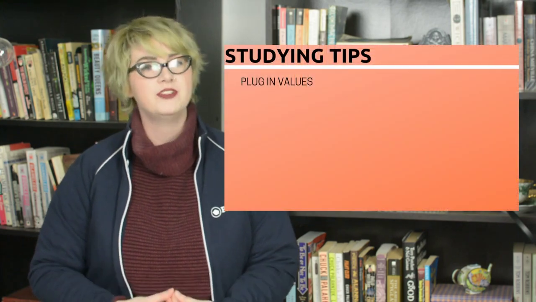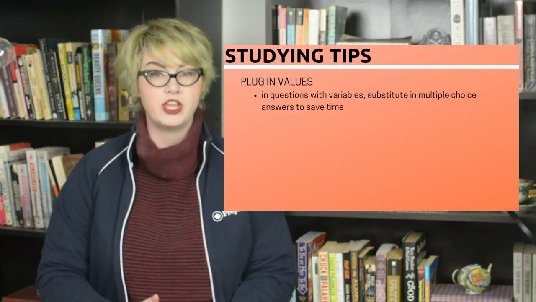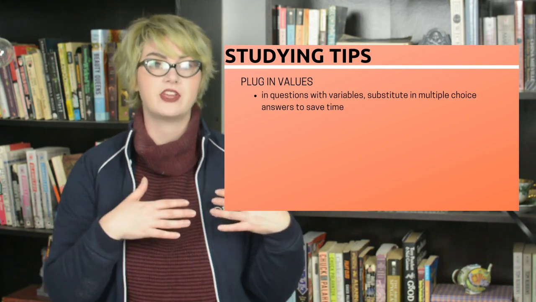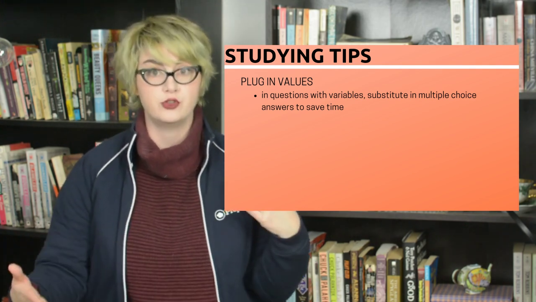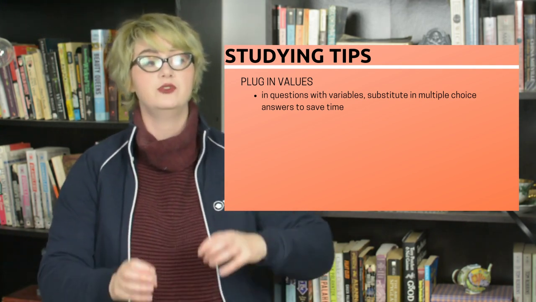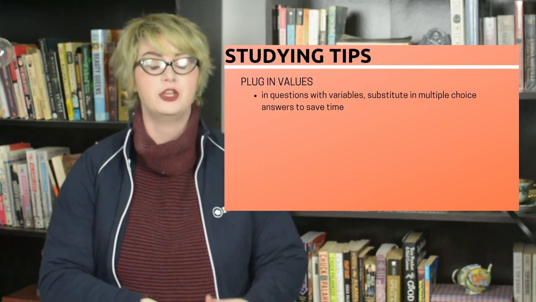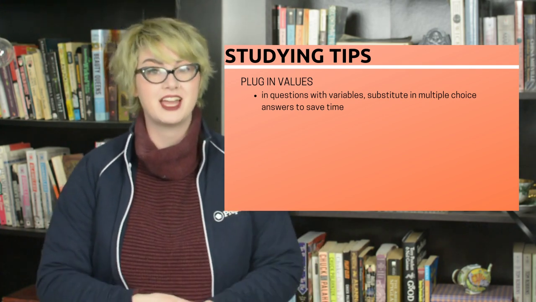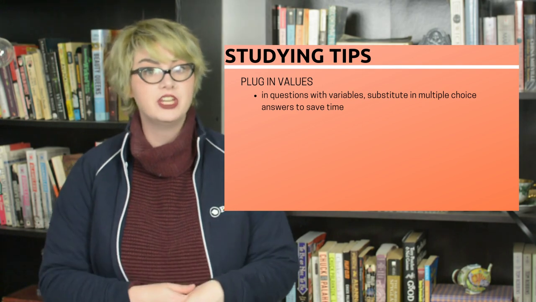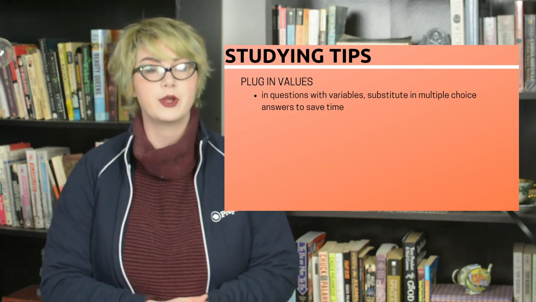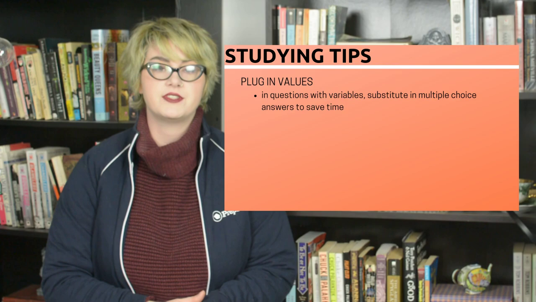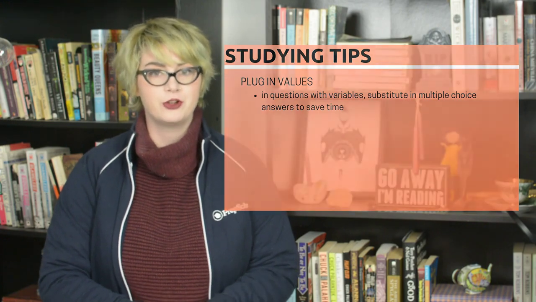So the second major tip I have for you is going to be to plug in values. And what this means is that when you're presented with an equation that has variables and the answers have possible substitutions for those variables, instead of trying to solve the equation itself, you can plug in the variables, and a lot of times that'll be faster. If the equation is very complex or you're not sure where to begin, just plug in the variables. And I have an example of that for you right here.